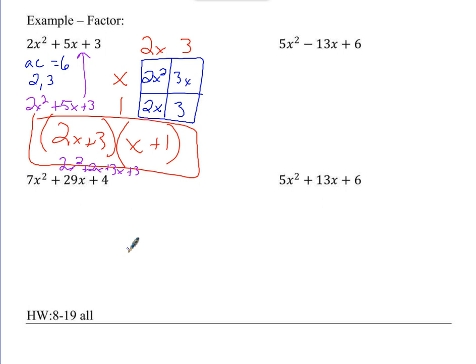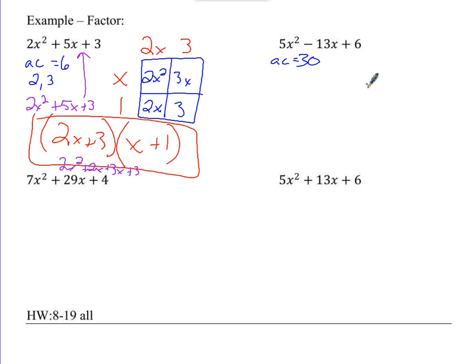All right, do you guys think you can talk me through the second one, or do you want me to talk through it again? Tell you what, help me out. What's the first thing we should do here? Always look for a GCF. 5, negative 13, 6. Is there one? Nope, not here. So what's the next thing we got to do? AC. So I'm going to write down AC equals what? 30.